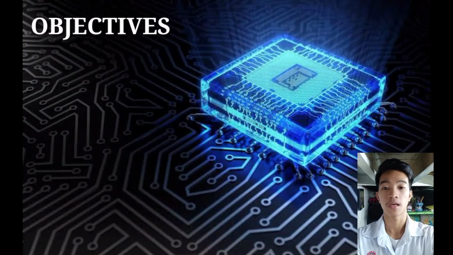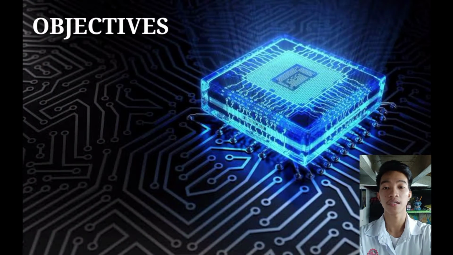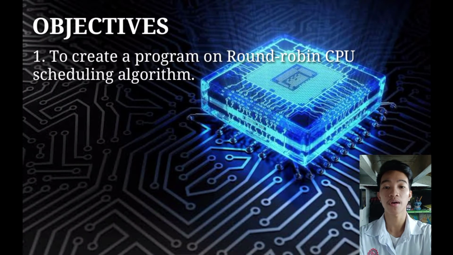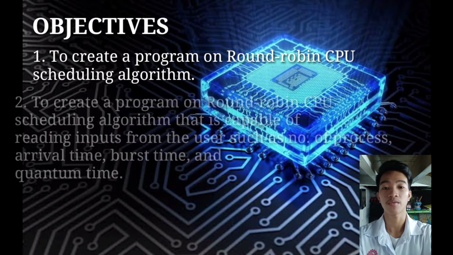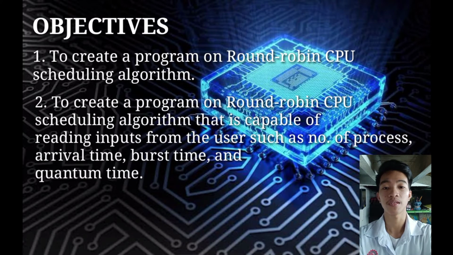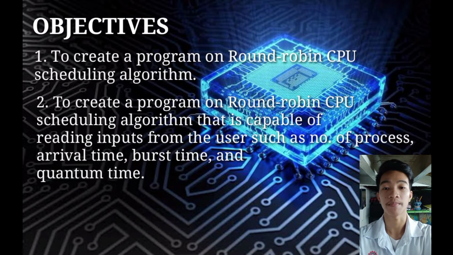Now, we are going to the objectives of our program. The objectives of our project are to create a program on round-robin CPU scheduling algorithm, and to create a program that is capable of reading inputs from the user such as number of process, arrival time, burst time, and quantum time.